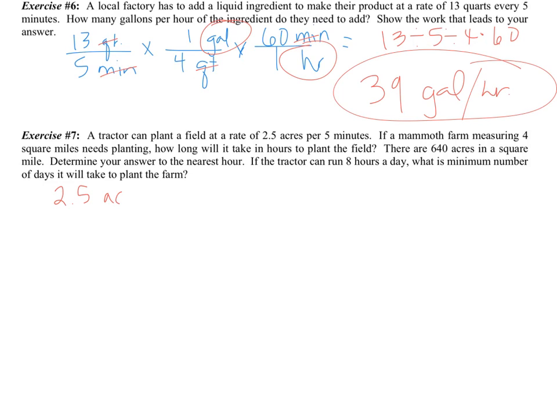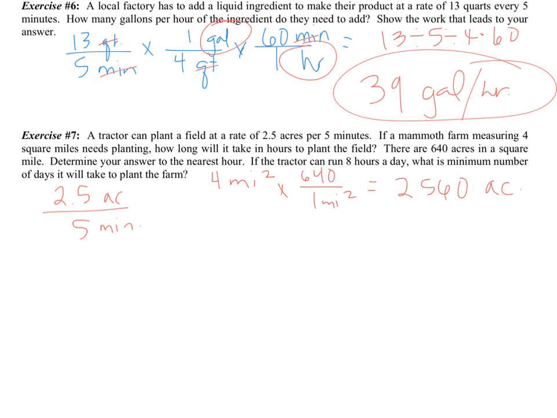2.5 acres for 5 minutes. Before we can do anything, we need to figure out how many acres total that the 4 square miles are. So 4 square miles, we know that in 1 square mile, there are 640 acres. So 4 times 640 is 2,560 acres. So we know that we are trying to get this 2.5 over 5 to transfer to the number of acres that we're dealing with.